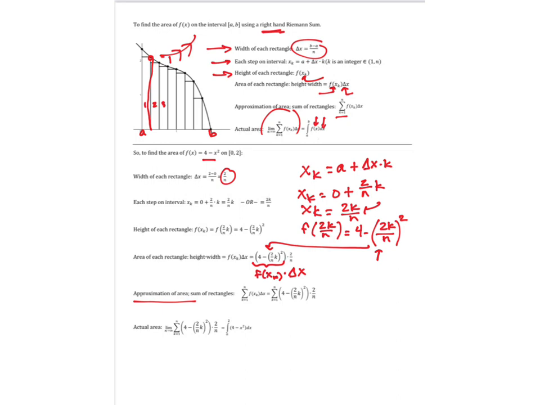So what we're seeing here is that the final limit notation is equal to the integral from a to b of the function times delta x.